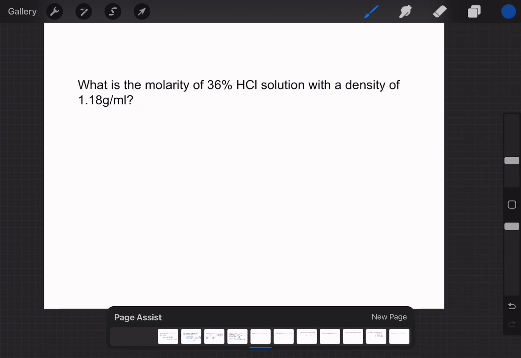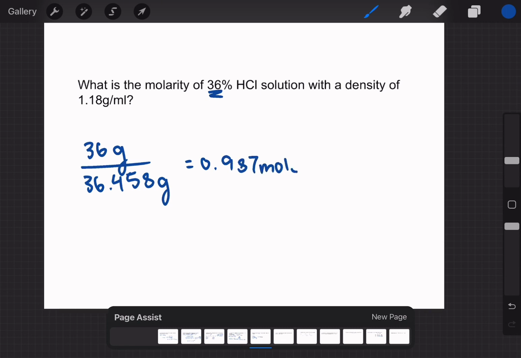Okay, on to the next question. I'm going to give you a moment to try to start it on your own. Okay, once again, this is a very simple, very easy question. All you're going to do is convert that 36% into grams. No matter what, if it's ever a percentage, you can usually convert it into grams. You're then going to take the molar mass, my bad, the molar mass of HCl, which is 36.458 grams. You're going to divide the two to get your moles.